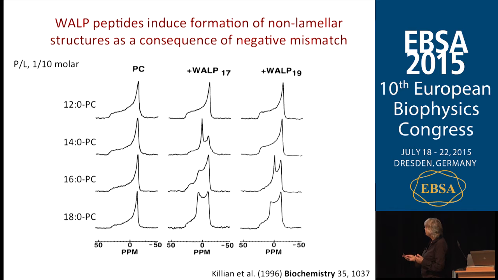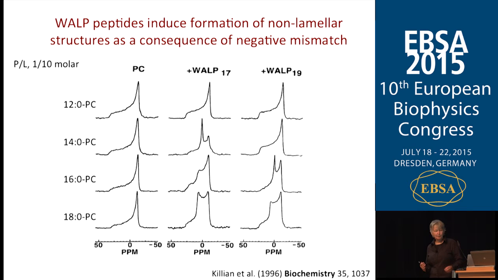If you go to even longer lipids, then you see this one is disappearing again, and you see something coming up at a little bit lower field. And this is characteristic for a hexagonal phase. And this is the same that you see when you go to a longer peptide and a longer lipid. So it's very, very systematic.